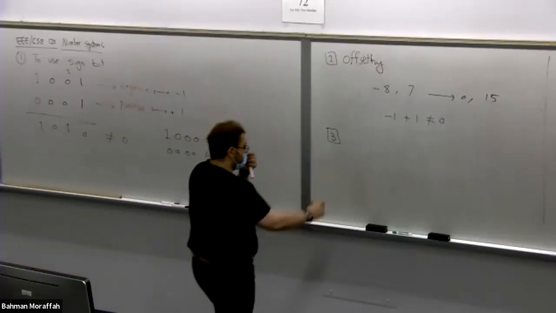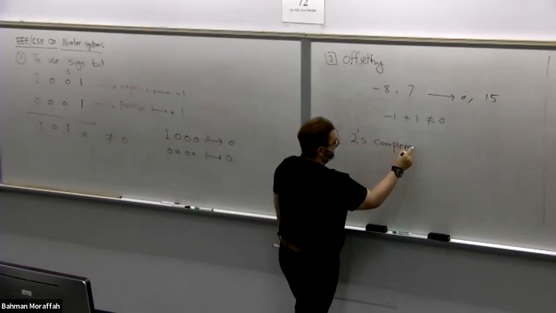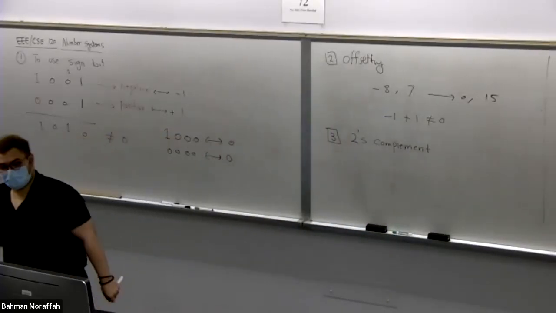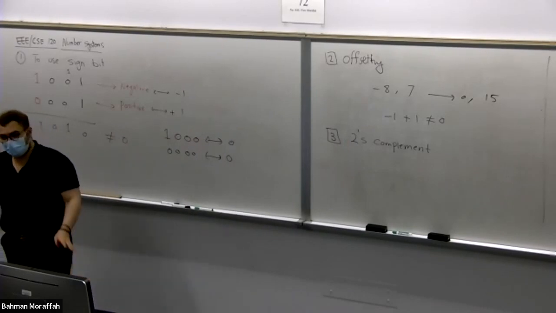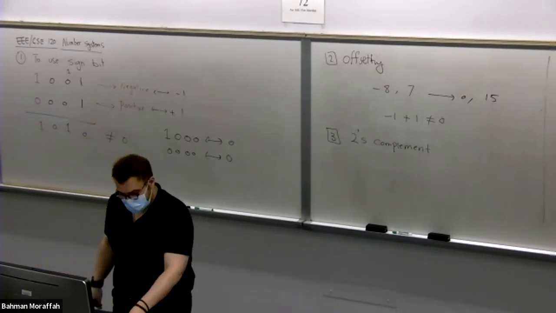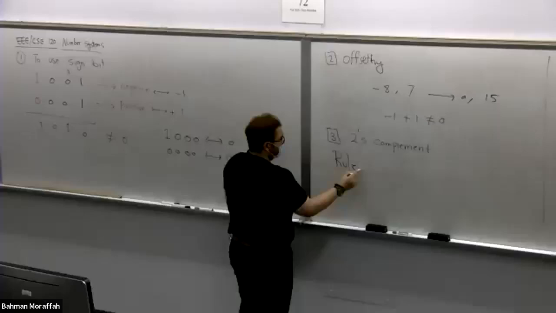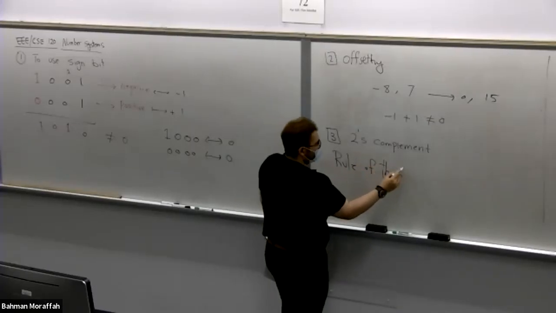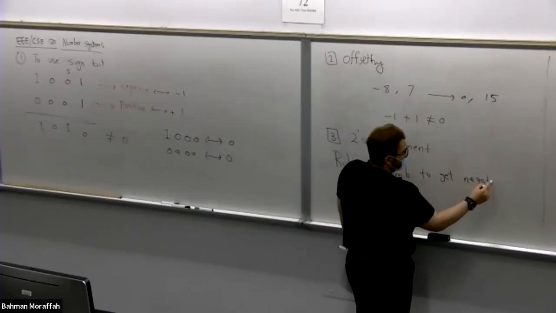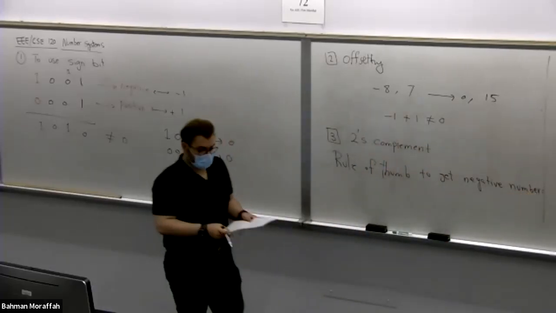And that's called 2's complement. I'm not going to go into detail of this because I only have a couple of minutes. But I'm just going to give you a rule of thumb. Okay? So the rule of thumb to get a negative number is basically the following.